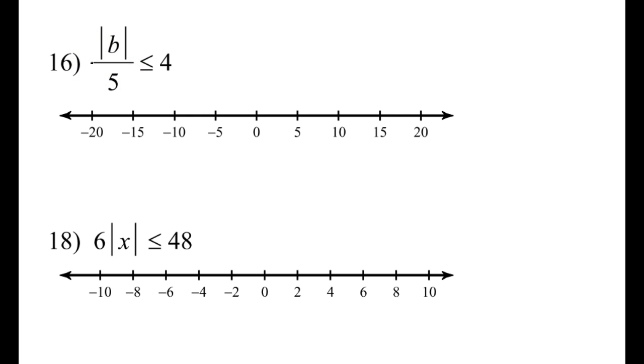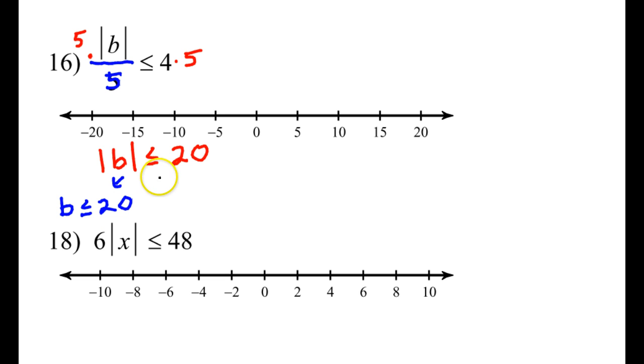And we have to recognize this all over 5 as division. So to undo division, you have to multiply by 5. Got it? So we have absolute value of b once again is less than or equal to 20. And now you want to break it up. Okay. B is less than or equal to 20. And then the other one is b is greater than or equal to negative 20.